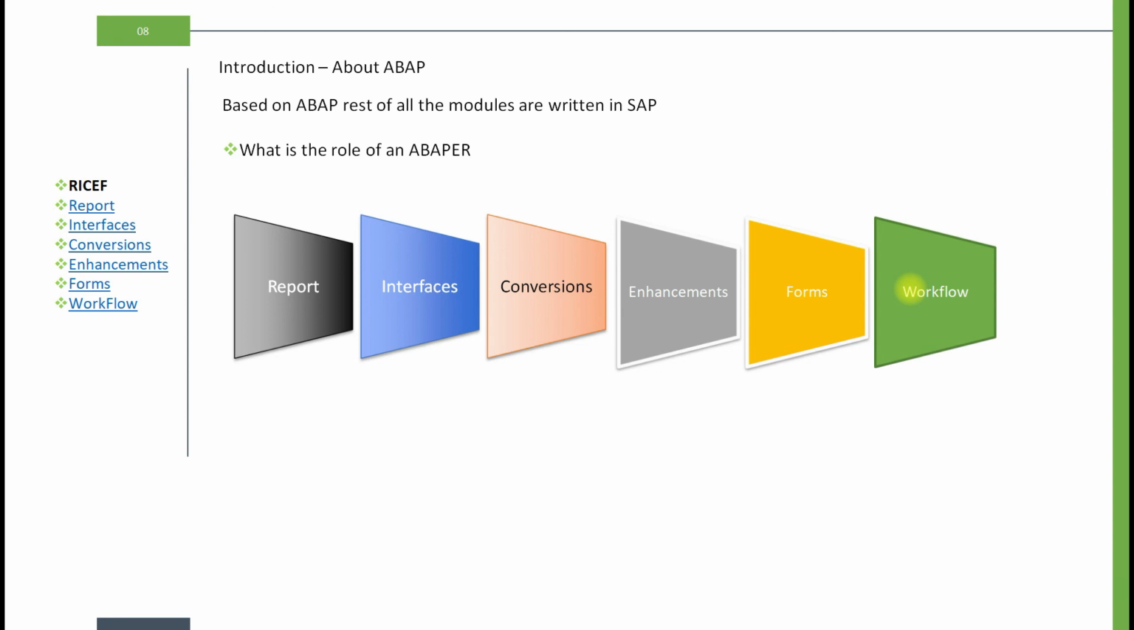But for now, we have to remember that the role of an ABAPer would be to do these objects called reports, interfaces, conversions, enhancements, and forms.